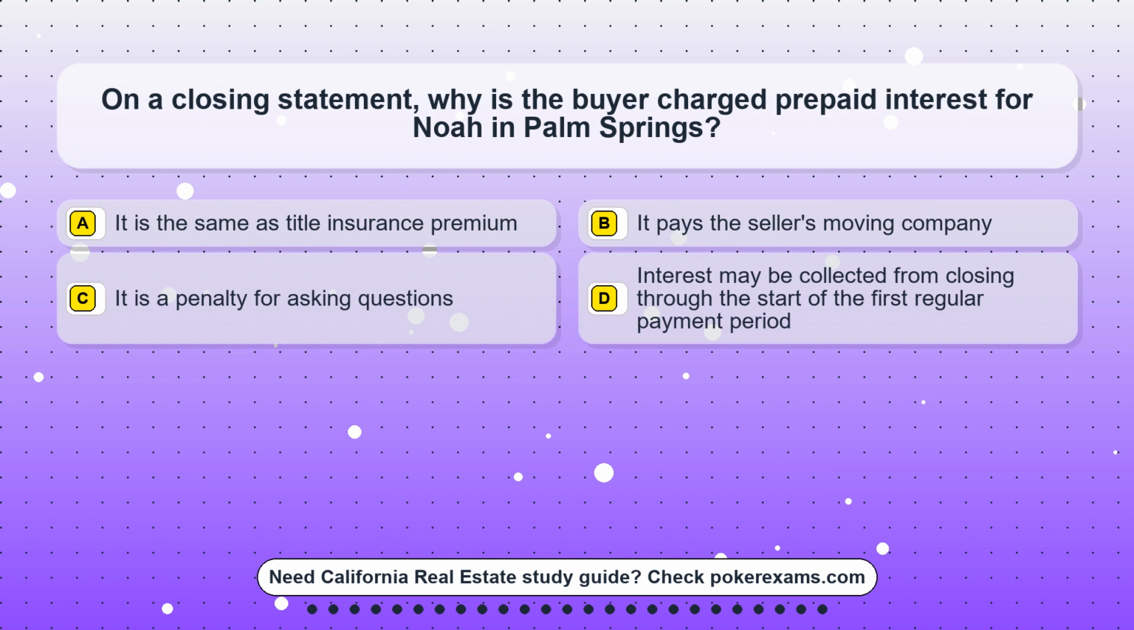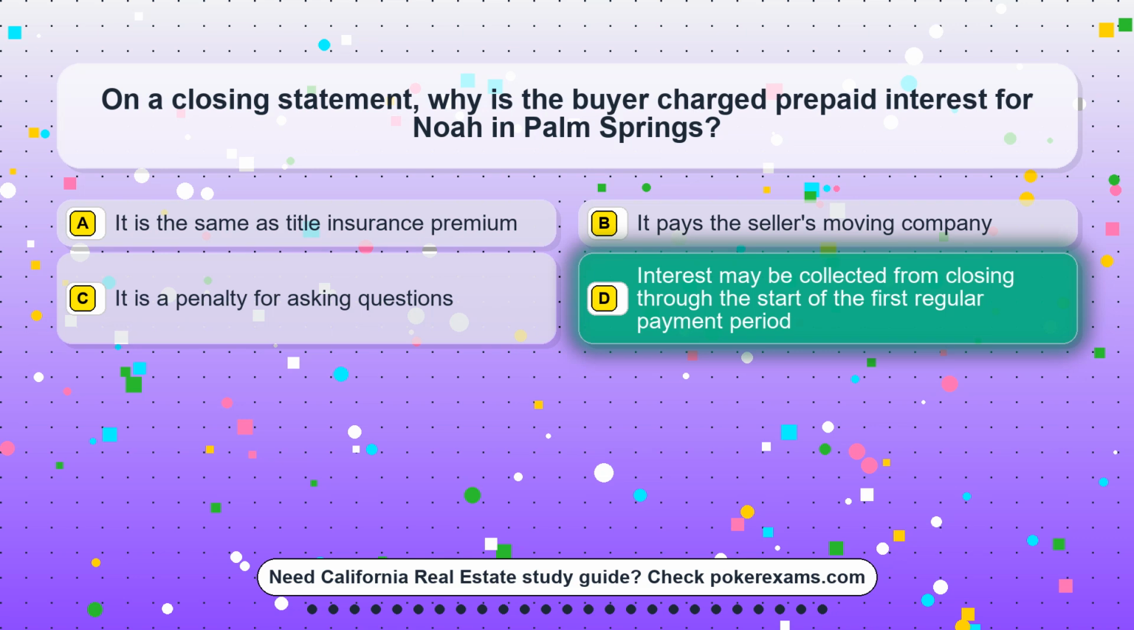Question 25. On a closing statement, why is the buyer charged prepaid interest for Noah in Palm Springs? Option A. It is the same as title insurance premium. Option B. It pays the seller's moving company. Option C. It is a penalty for asking questions. Option D. Interest may be collected from closing through the start of the first regular payment period.